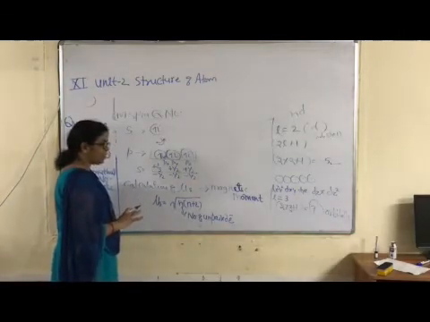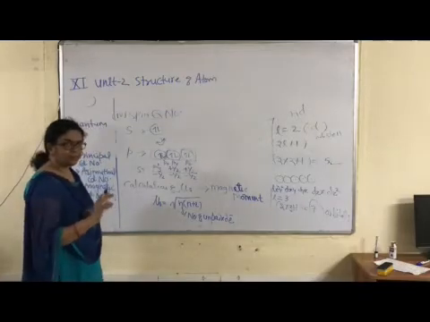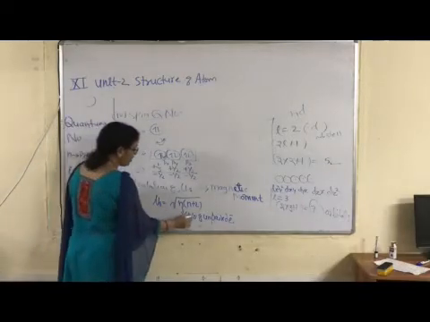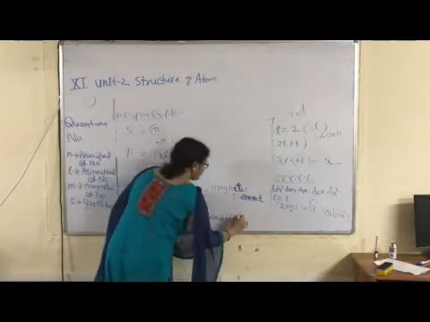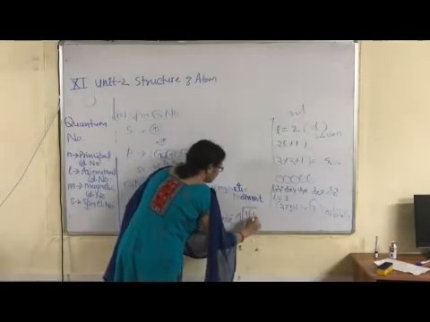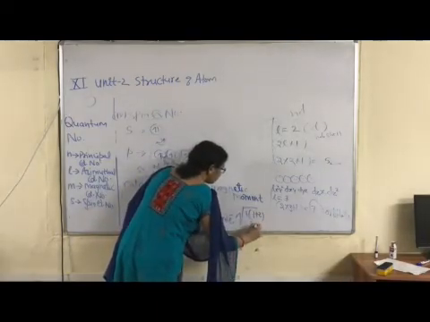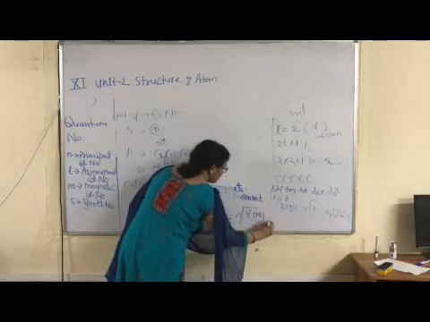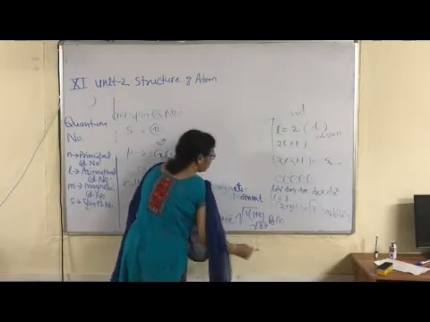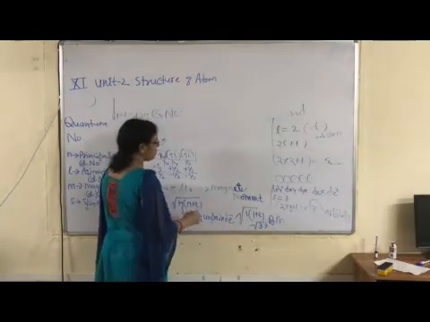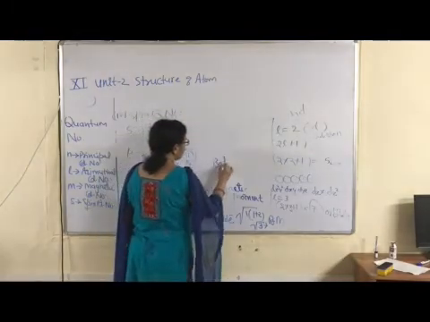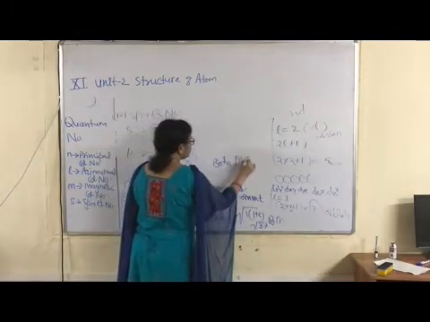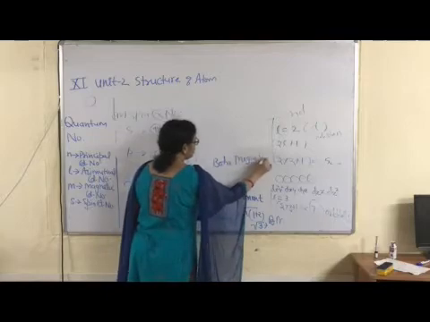Paramagnetic moment is not for diamagnetic, because in case of diamagnetic the net magnetic moment is 0. If n is equal to 1, then 1 into 3, it means root of 3, and unit is BM. BM is Bohr magneton. Unit is Bohr magneton.